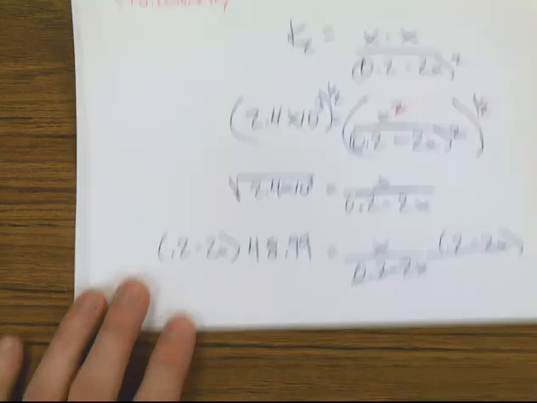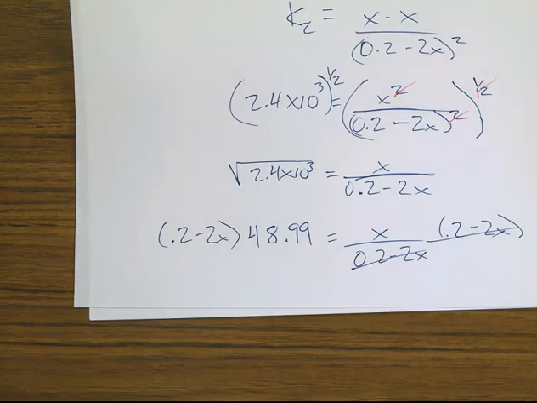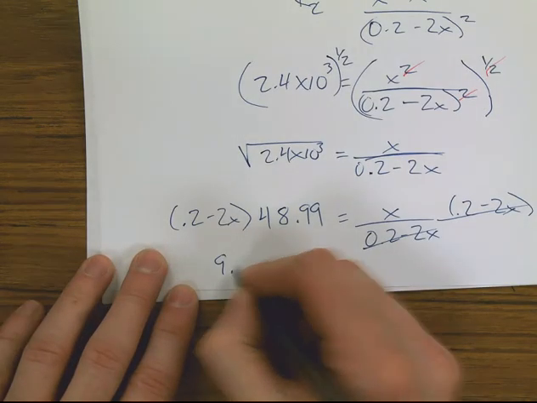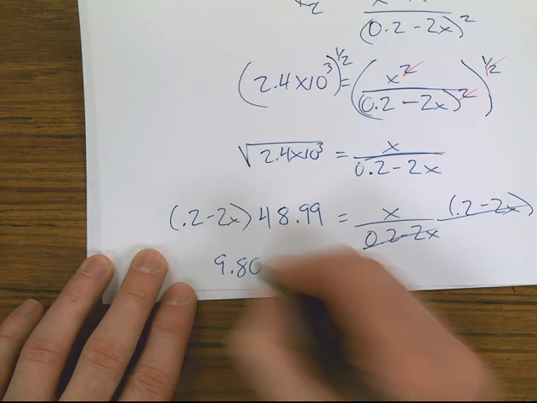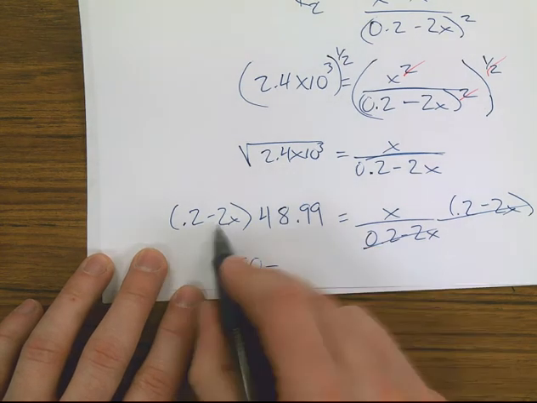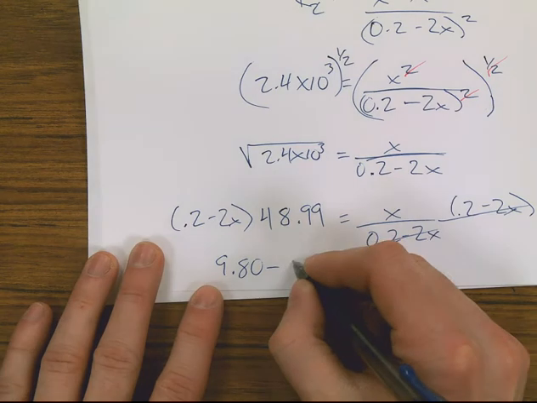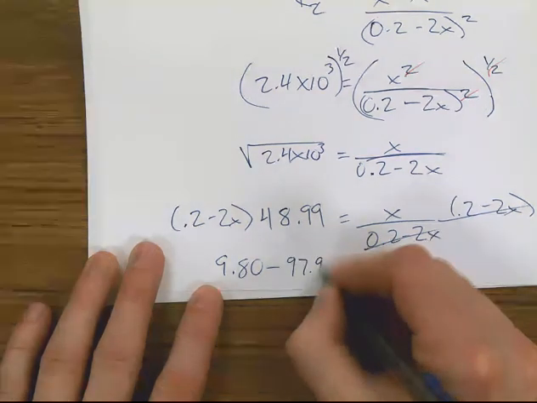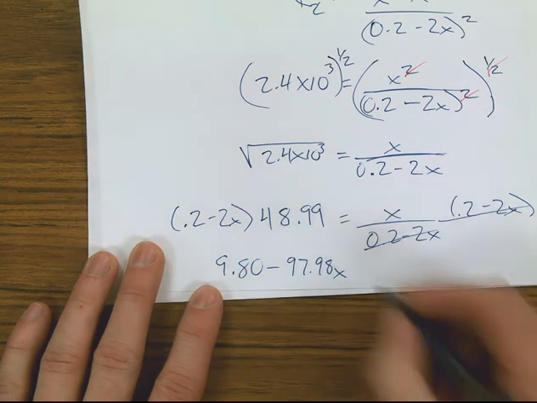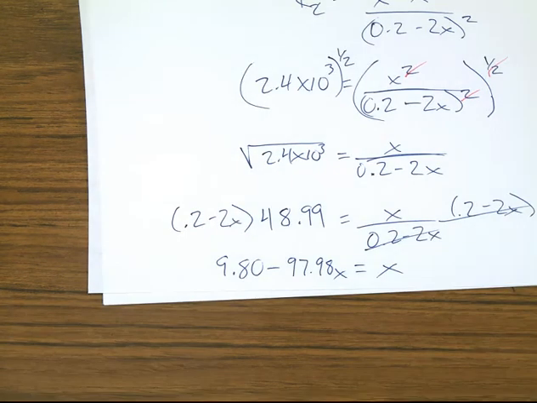That goes away. So it's 48.99 times 0.2, and that gives me 9.80 minus, and then the 2x times the 48.99. So it's 2 times 48.99. And then I end up with 97.98x equal to x. I certainly have some more algebra to go.